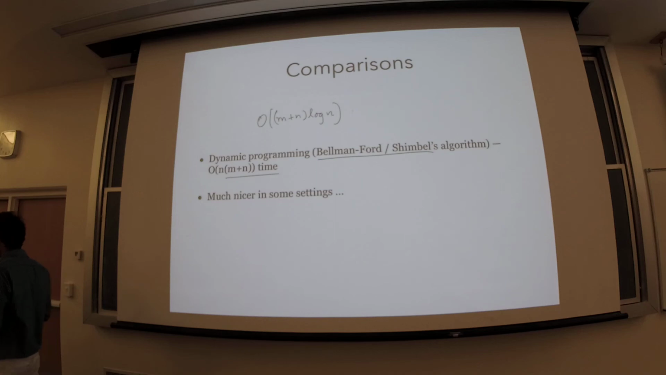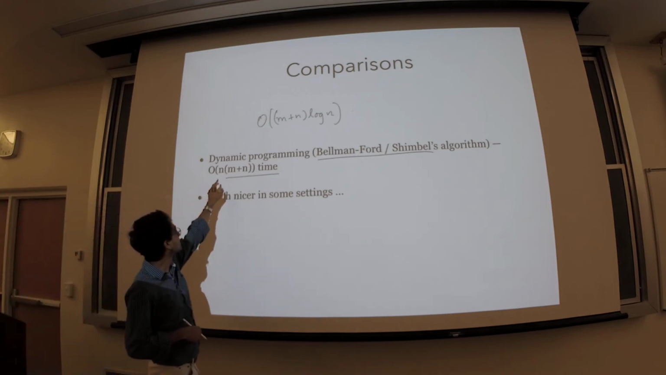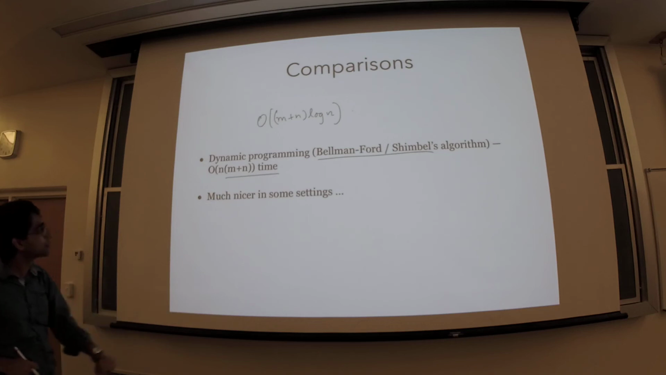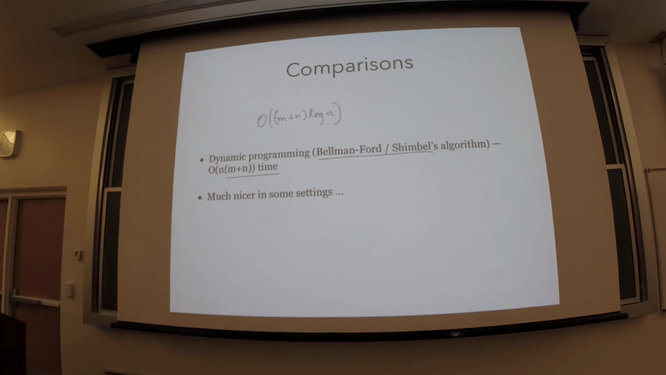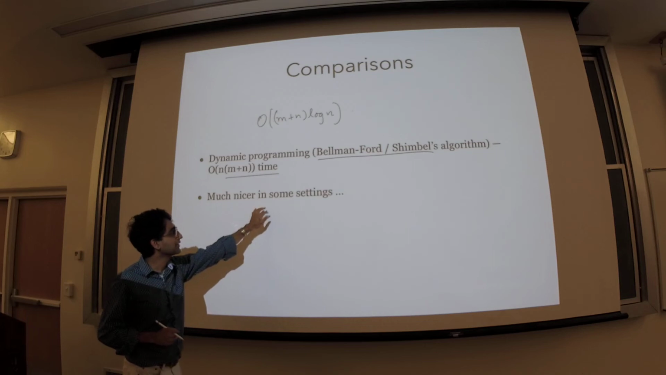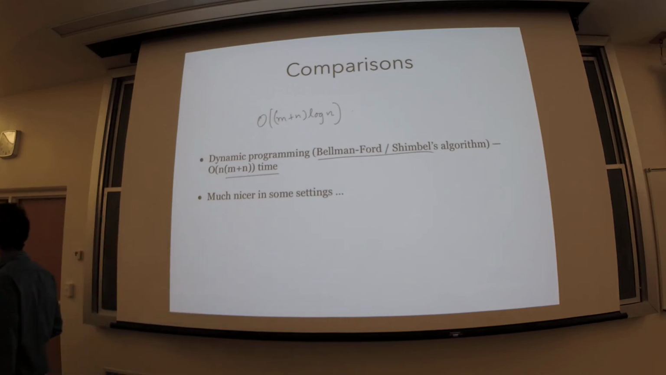All right. So now I wanted to compare. Like he asked, right? So the dynamic programming algorithm traditionally took something like this. So you might be very tempted to think that this Bellman-Ford algorithm is actually much worse. But I wanted to say that it is still somewhat nicer, okay, in some settings. And let's see where.